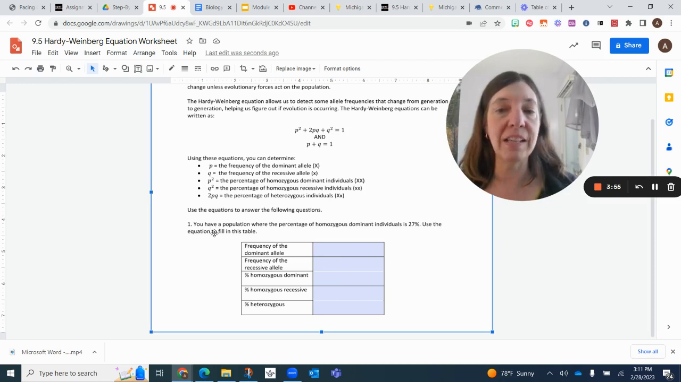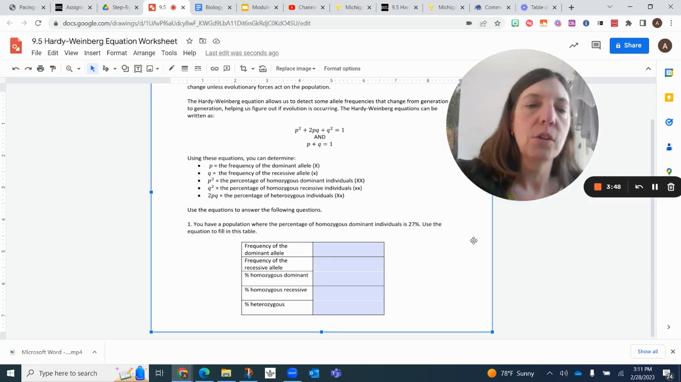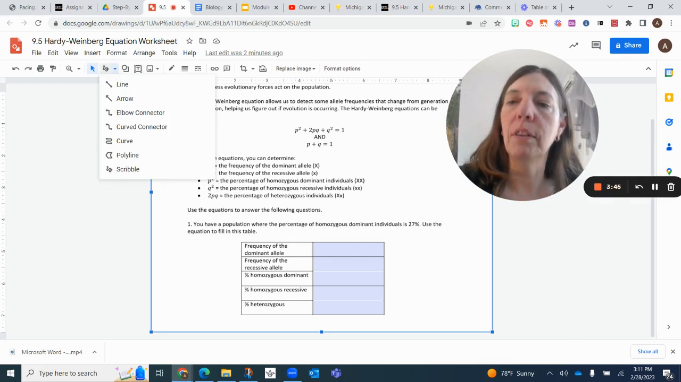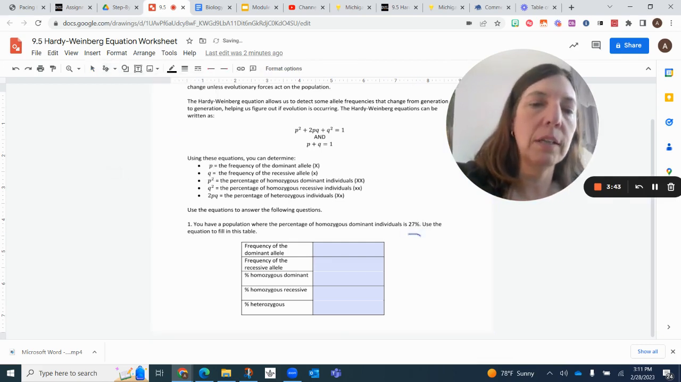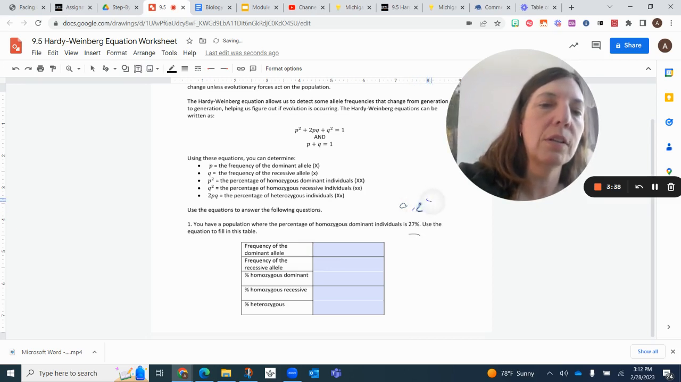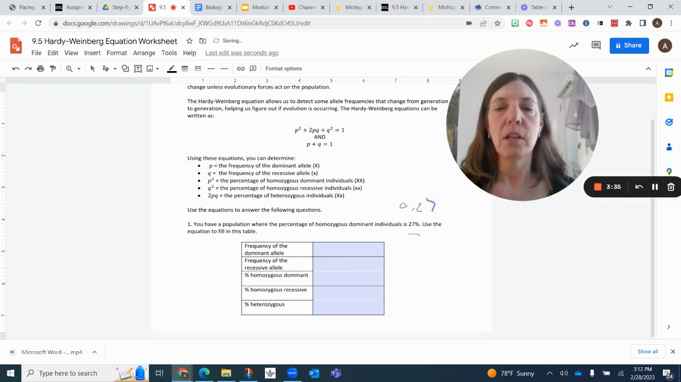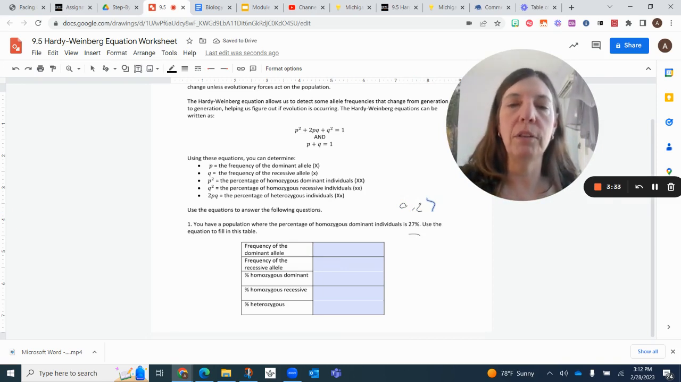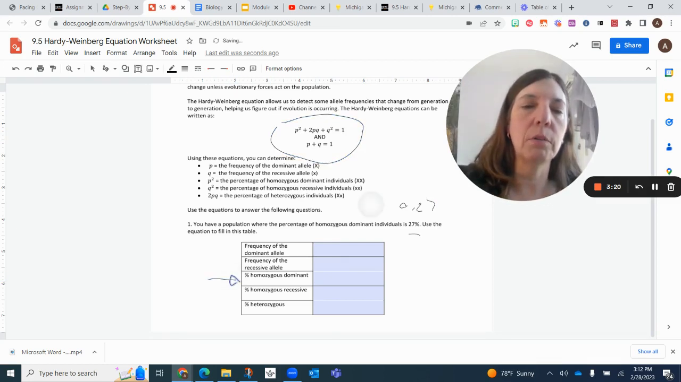And here's an example. Number 1, you have a population where the percentage of homozygous dominant individuals is 27%. So you probably remember that 27% can also be written as 0.27. Excuse my scribbling. Okay, so as we know, if you read through these two equations here, P squared is the percentage of homozygous dominant individuals, which is right here. So that is P squared, we know now.